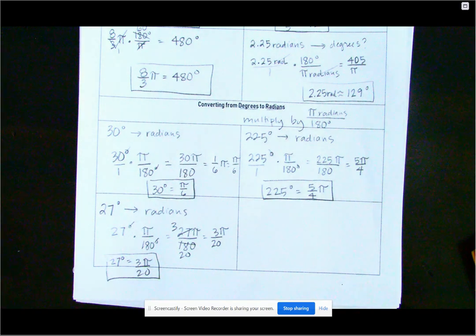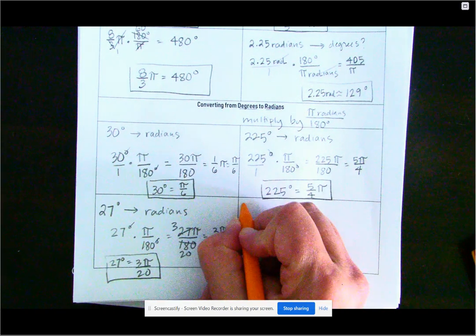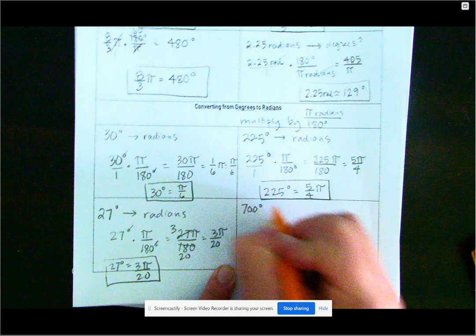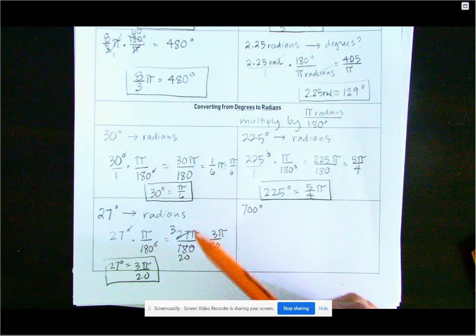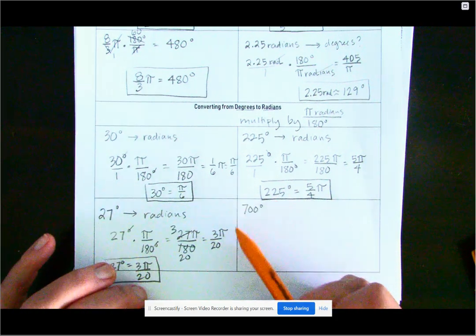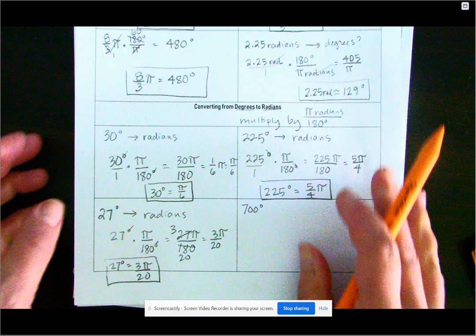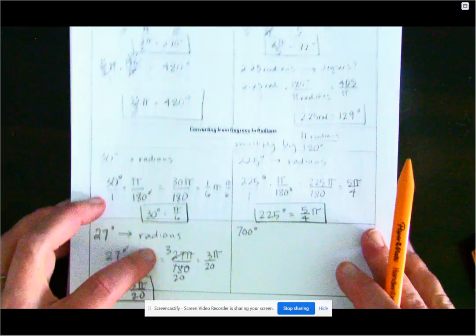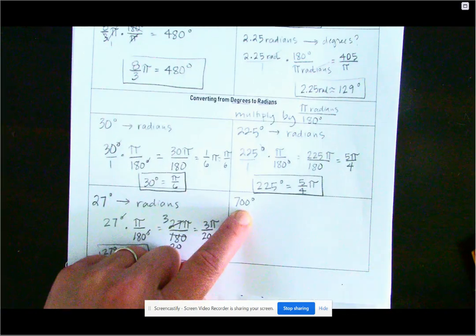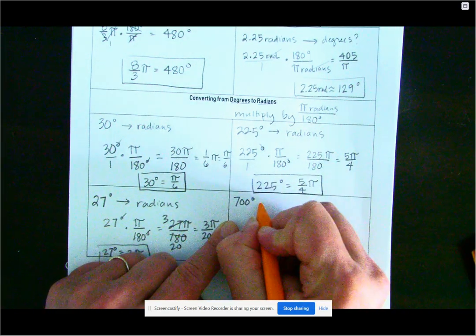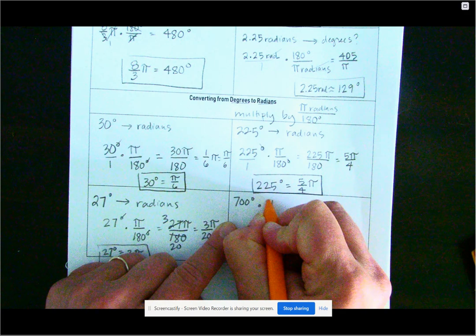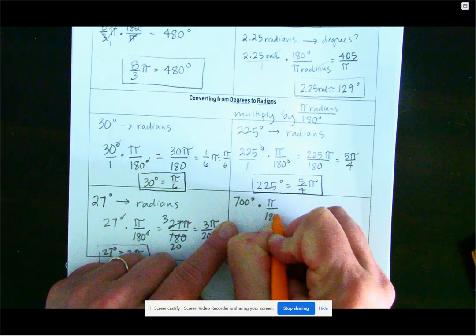Okay, last one. 700 degrees, so more than a full rotation. Almost 2 full rotations if I think about that, right? 360 is once, 720 is 2. So it seems like it's supposed to be in quadrant 4 down here. Let's see what that would be. So 700 degrees. If we want to change it to radians, I'm going to multiply by pi radians over 180 degrees.